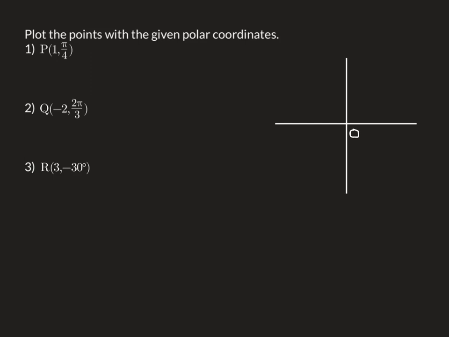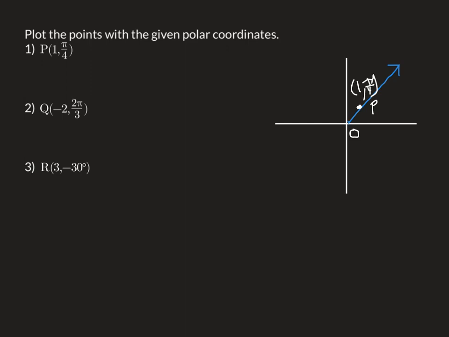Now, to find P, what I want to do first is do a rotation of pi over 4 radians from O, which puts us roughly here. That's where pi over 4 lands. Then from there, I'm going to go out 1 unit in length. So roughly there, that's out 1 unit. So that'll be point P, and that's located at 1 comma pi over 4. It's 1 unit from O, and it's a rotation of pi over 4 from the axis.